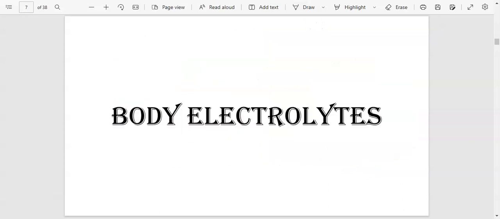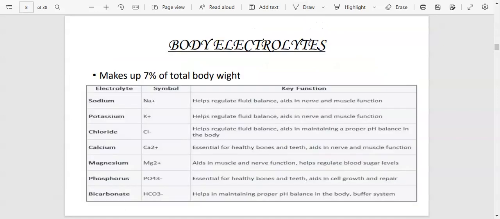All right. After understanding the body compartments, intracellular and extracellular, and how they are divided, we also need to understand some body electrolytes, because the body is going to have some dissolved ions within it. So those are what we call body electrolytes. The body electrolytes make up about 7% of body weight. That's the total body weight. So if a person is 60 kg, the body electrolytes are going to be 7% of 60 kg. That is the space that they are going to occupy.